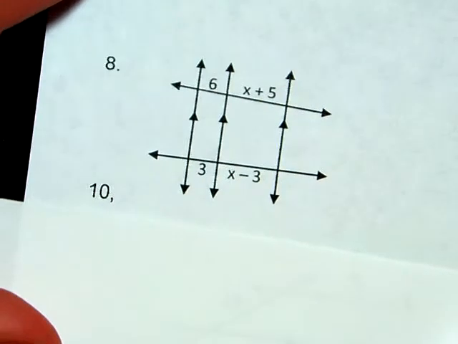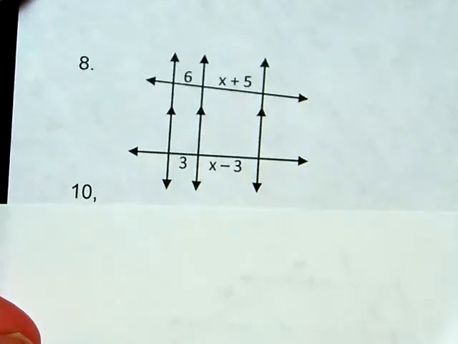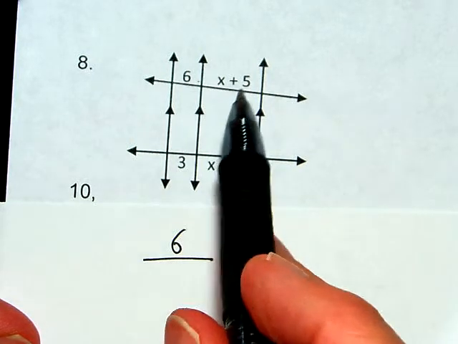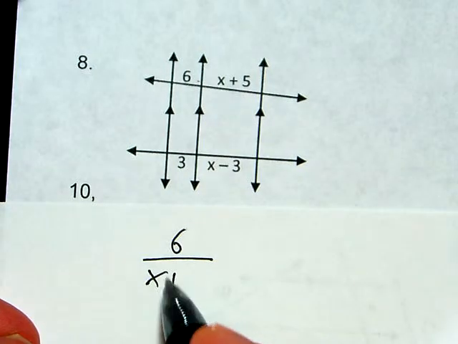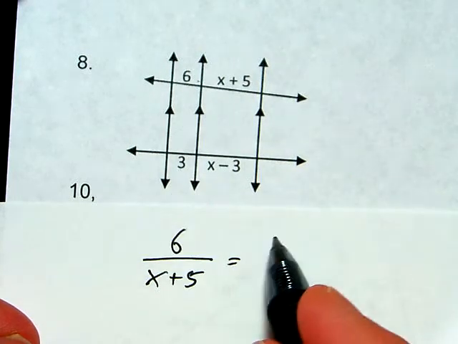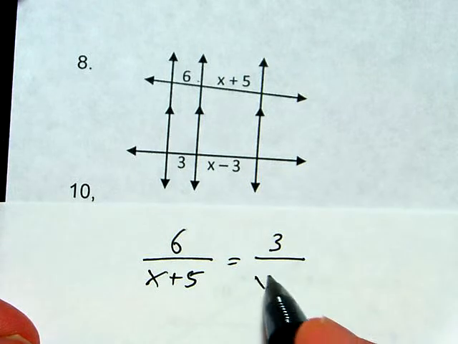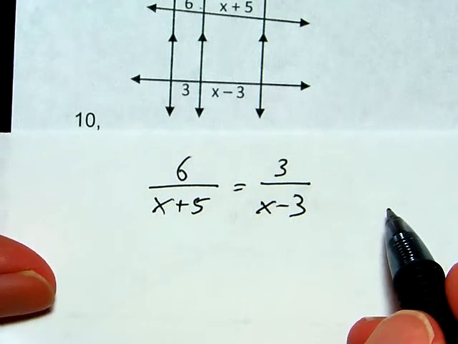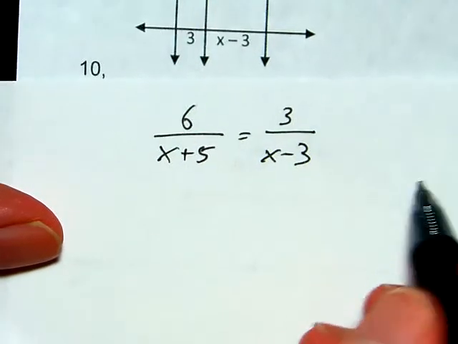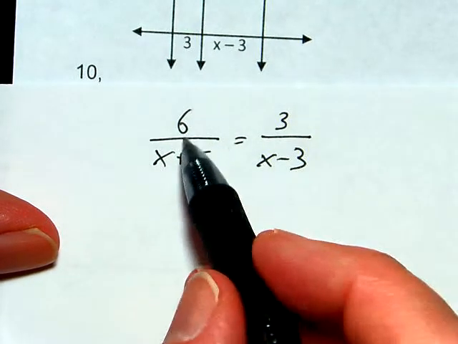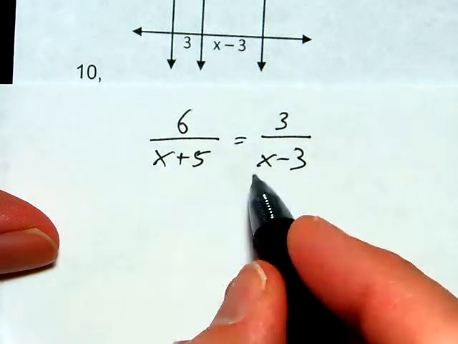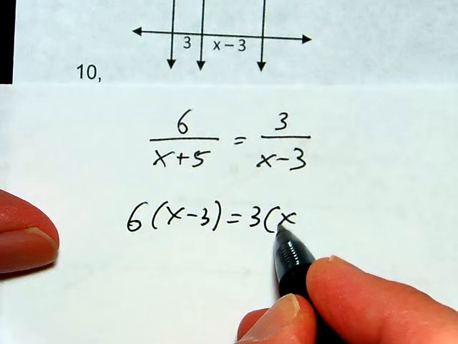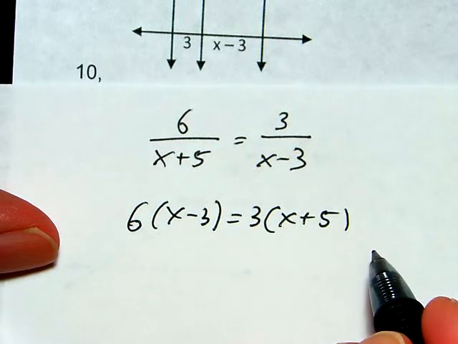So our equation would be 6 over x plus 5 equals 3 over x minus 3. So we've got that proportion. We have to solve this equation, solve it for x. Again, the strategy is to cross multiply, which would give us 6 times x minus 3 equals 3 times x plus 5. Be certain to put these in parentheses.